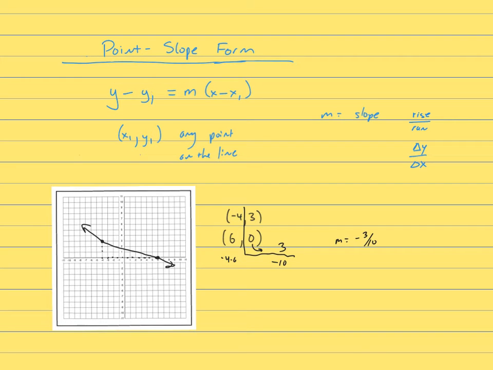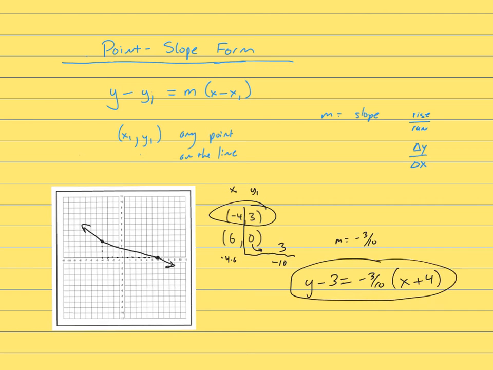And so y minus y1, I actually have two versions here. Let's use the first point. Y minus y1, my y1 would be 3 equals m, negative 3/10, times x minus x1. So x minus a negative 4, so x plus 4. So there's the first version of that line.